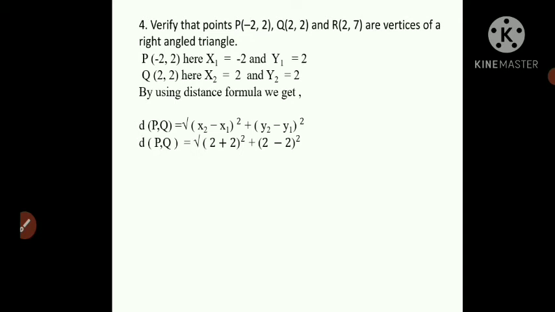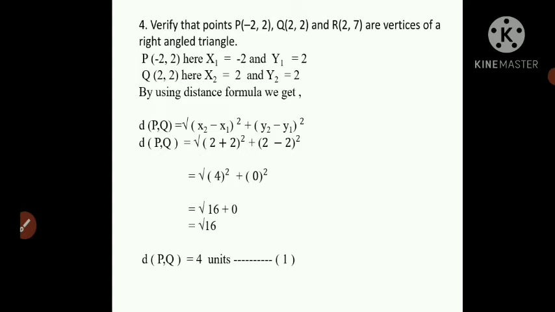So we'll start substituting the values, that is x2 is 2 minus, and x1 is -2, so minus of minus is plus, so plus 2 the whole square plus y2 is 2 minus again y1 is also 2, so minus 2. So 2 plus 2 becomes 4, so 4 square plus 2 minus 2 will be 0 the whole square. 4 square is equal to 16, 16 plus 0 will be under root 16, which is equal to 4 by taking square root. So distance of PQ is 4 units. This will be statement number 1.